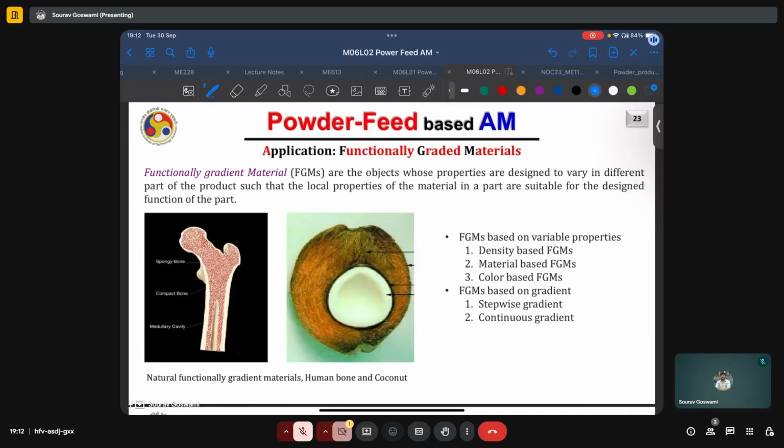FGMs based on variable properties can have controlled variation in density or the composition or color, and FGMs based on gradient can have stepwise gradient where, say, a property can be made to vary. This is location, this is the concerned property, and this variation can be stepwise where we have regions where the property is almost constant and then regions where there is a sudden change in this property, or it can be somewhat continuous or smooth.